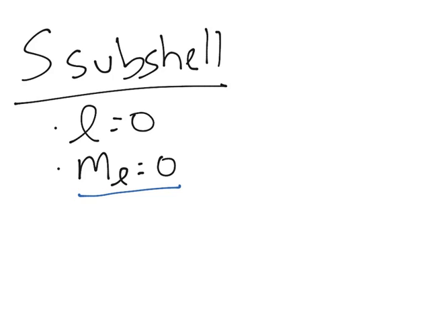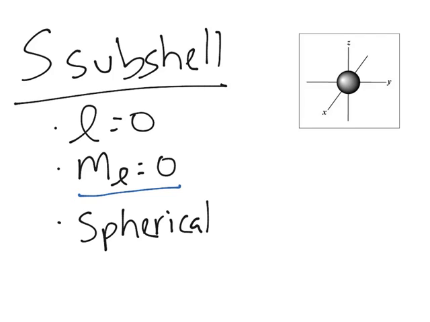So this subshell is spherical in appearance. And a sphere, you cannot really orient it. It's equal in all ways. And this is a picture of it. As you can see, in all three dimensions, it's going to be the same. It doesn't matter if it's the x-axis, the z-axis, or the y-axis. It's still going to be the same because it's a sphere.